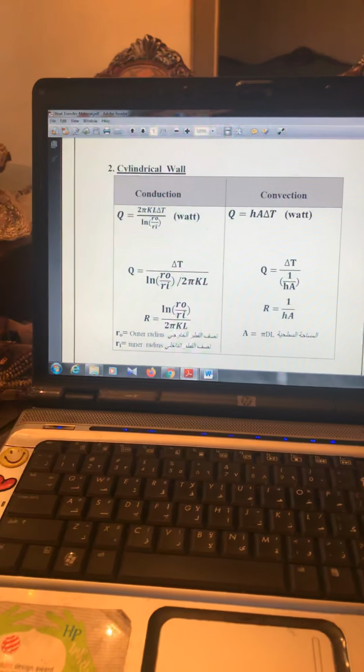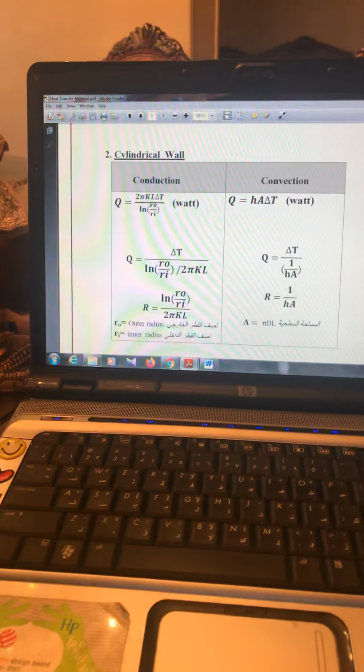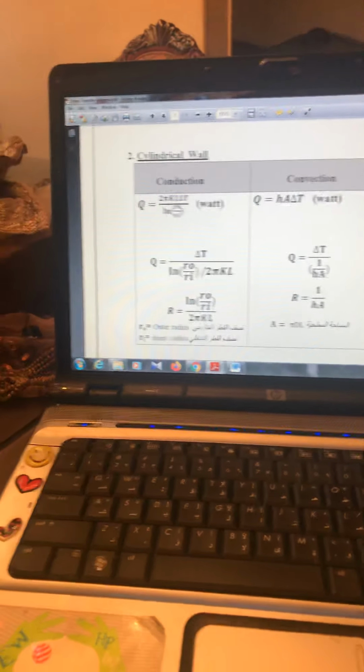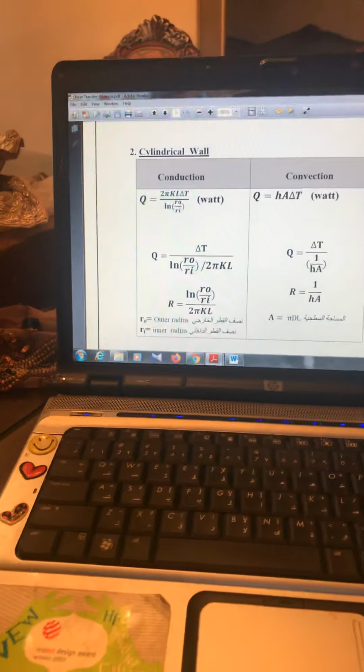Today I will explain to you part 2 for the cylinder wall. As we mentioned before in the previous link, I will make a quick revision now for the cylinder wall. As I said, we have the cylinder, the Q, the heat transfer, and there are some parameters, right?